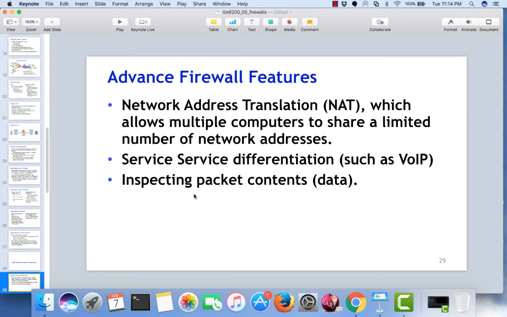Okay, so let's talk about some advanced firewall features. And this is where network address translation comes in, which allows multiple computers to share a limited number of network addresses. Other features include services such as VoIP systems and inspecting packet contents. These are just some of the advanced features of firewalls.